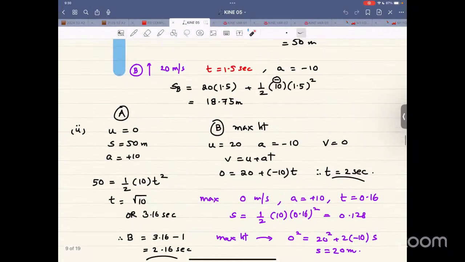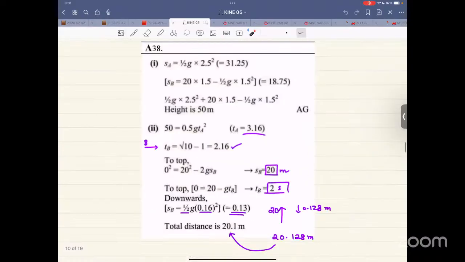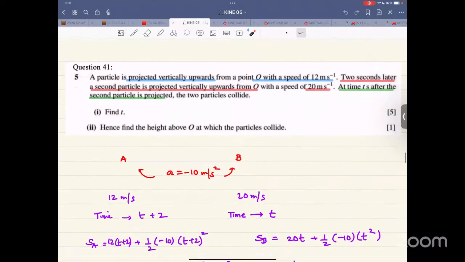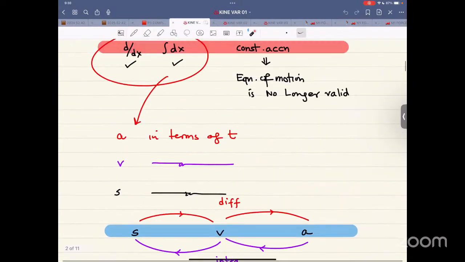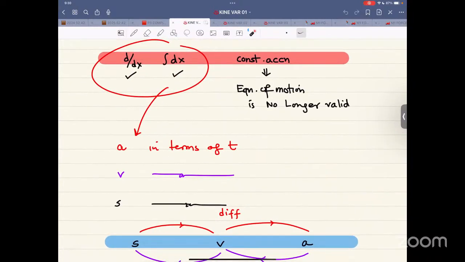So this is a little bit mixed up over here. It's an old working. So that is what is shown over here. Now let's talk about kinematics of variable acceleration.